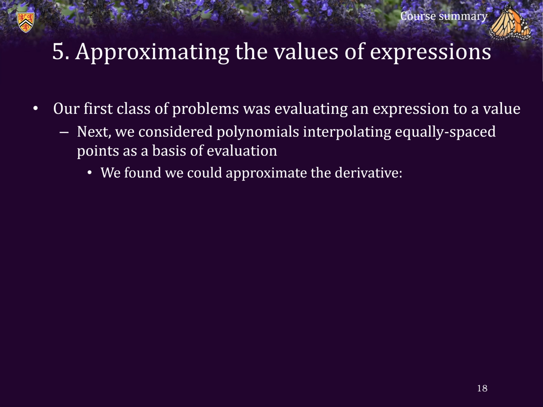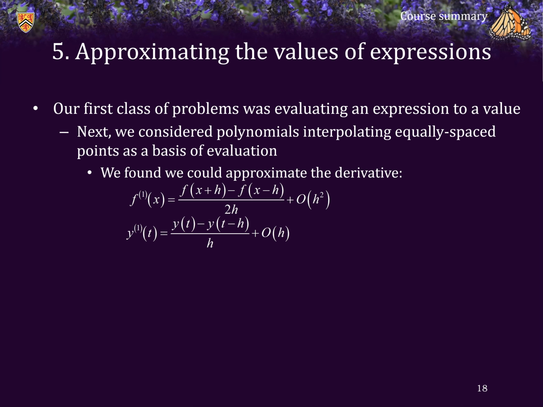We found that we could approximate the derivative. So in this particular technique, we found an interpolating polynomial and we differentiate it. Then, using Taylor series, we determined that the error was order h squared. If we interpolated 2 other points, then we found that this was the formula, but the error was not as good. It was order h.